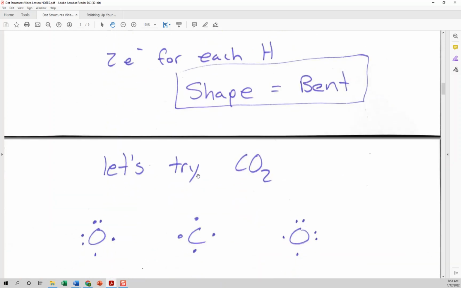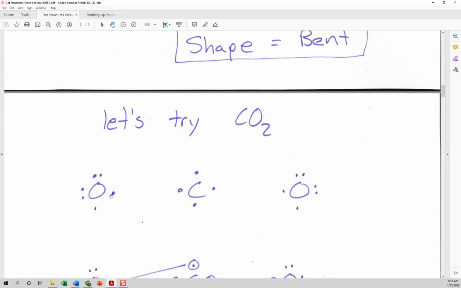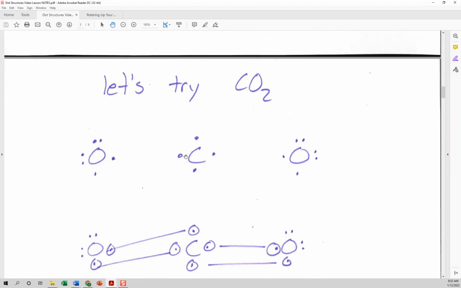Let's try the same thing for CO2. If I asked you to draw a molecule of CO2, again, figure out what the puzzle pieces are. We have 1 carbon and 2 oxygens. Carbon has 4 valence electrons, so 4 dots, all unpaired. Oxygen has 6 valence electrons, so 6 dots: 2 of the dots are unpaired, and 4 are paired. Again, we want to focus on the unpaired ones, not the paired ones.